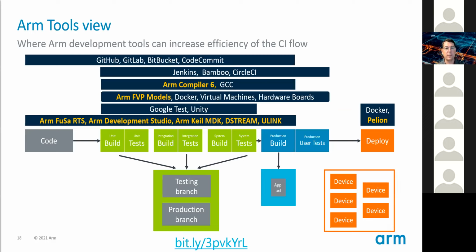We now can expand even more our view, detailing some of the tools that could be used in such a CI flow. We have, for example, code repositories and version control systems like GitHub, GitLab, Bitbucket, and the likes, CI automation servers like Jenkins or CircleCI, compilers like GCC, LLVM, or the ARM Compiler 6. Then the virtual prototypes and containers, the ARM FVPs, fixed virtual platforms or fast models, or other virtual machines, test libraries like Google Test or Unity, debuggers, runtime systems, IDEs, and debug probes.